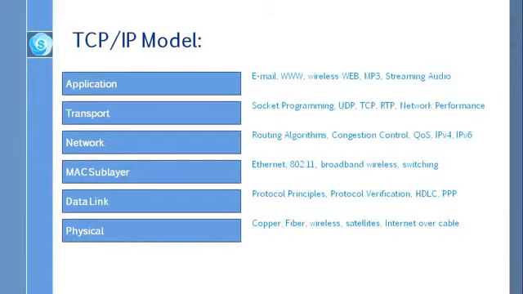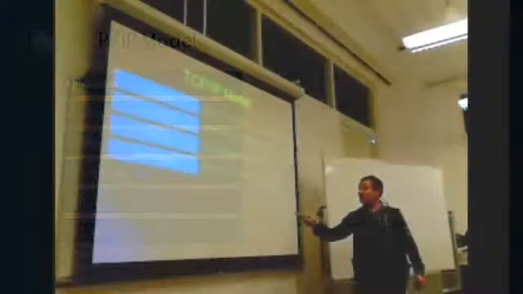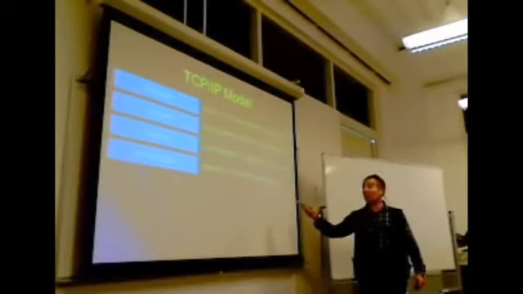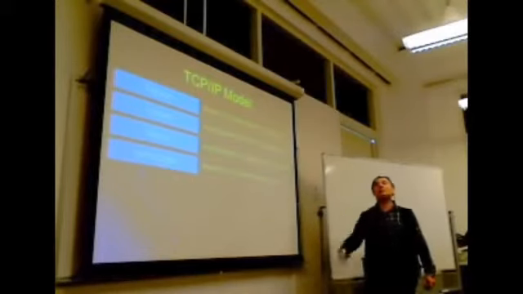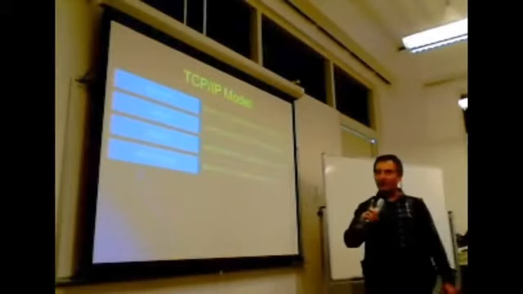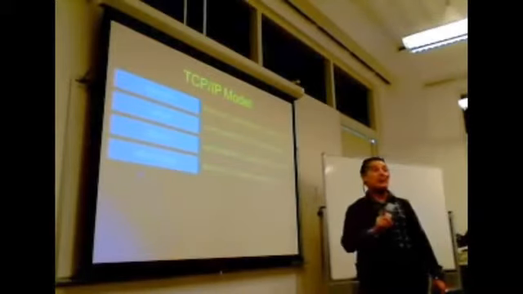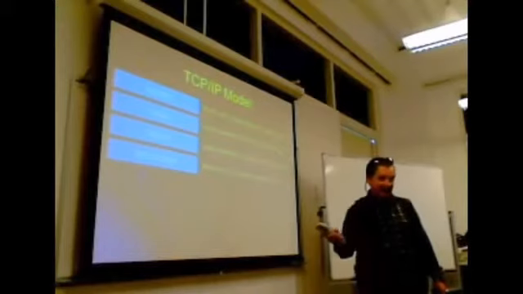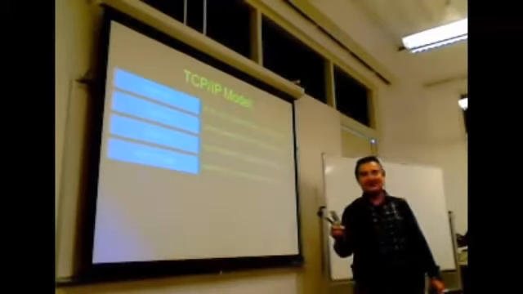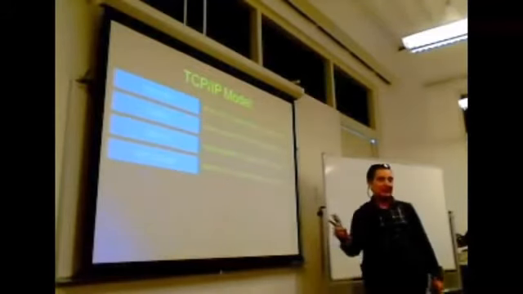And the MAC sublayer, as you see, has Ethernet, 802.11, and broadband wireless. We're going to discuss this one too. So which wireless technology is broadband? So far, we said IEEE 802.11 is WLAN, wireless LAN. It is not broadband.